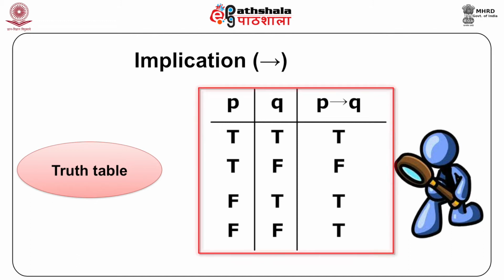When P and Q are both true, P implies Q is true. When P and Q are not both true, and one is true while the other is false, then P implies Q is false. When P is false and Q is true, P implies Q is true. And when both are false, P implies Q is true.